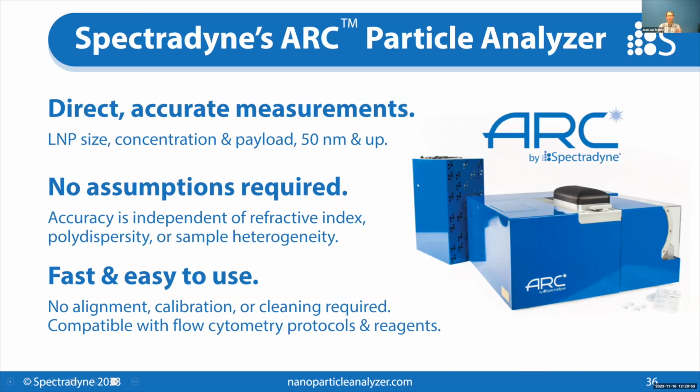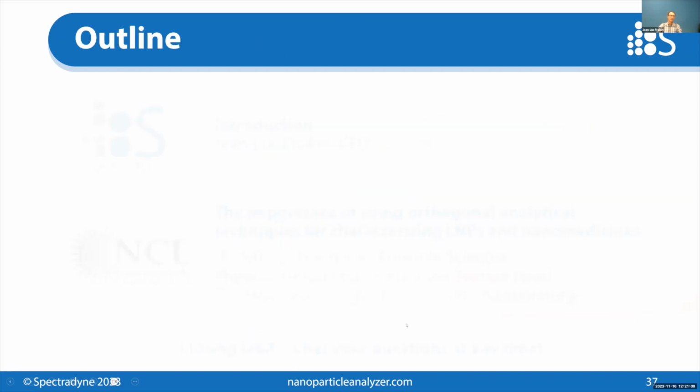Okay, so just to summarize real quick, the ARC makes direct and accurate measurements of size, concentration, and payload, those 3 CQAs we talked about, without any assumptions about the content of the sample or the heterogeneity or the polydispersity. And it's fast and easy to use. Remember, there's no calibration, alignment, or cleaning required for these systems when they're deployed.